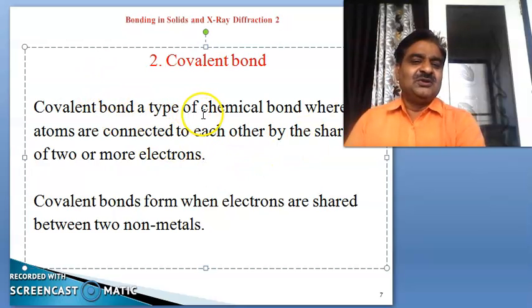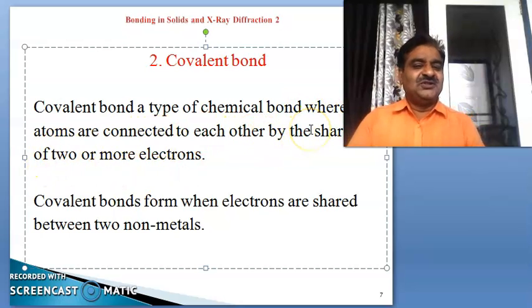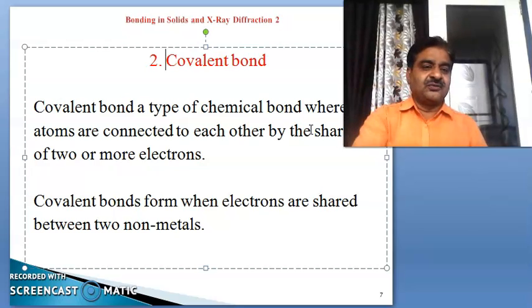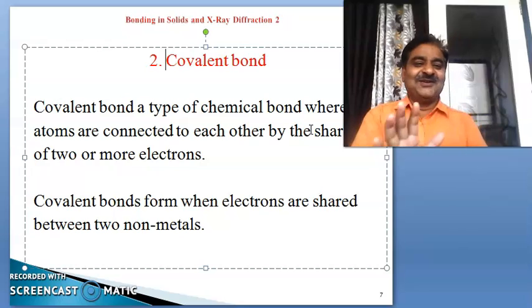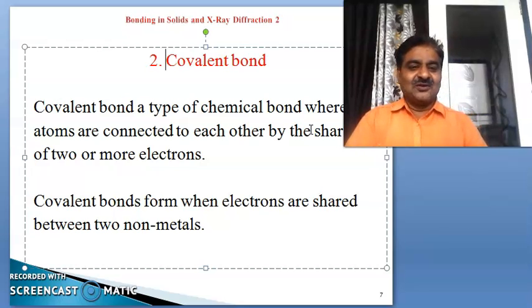covalent bond is formed. It is a bond where 2 atoms are connected to each other by sharing of 2 or more electrons. In the previous case, it was by exchange of electrons, from one atom going to the other atom. But here you are sharing with each other.